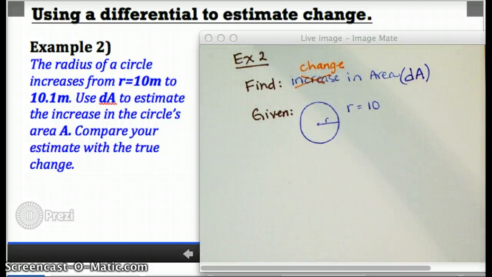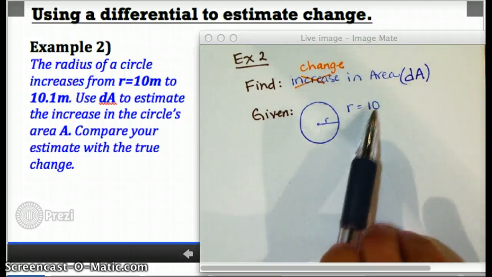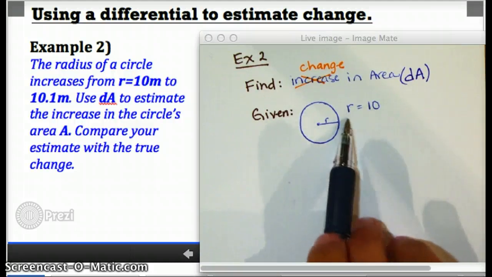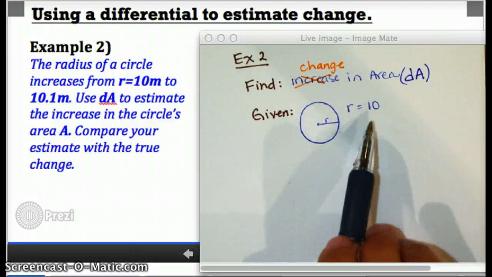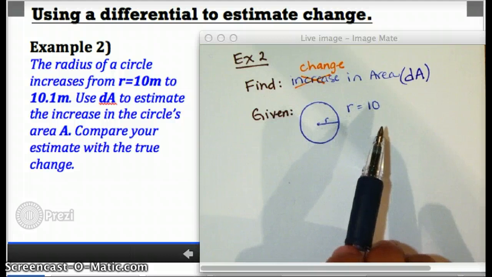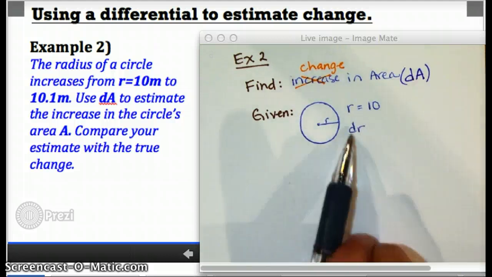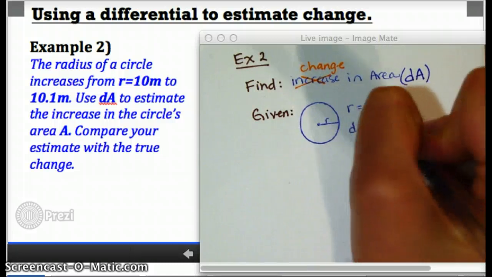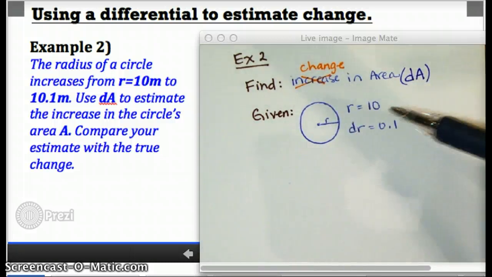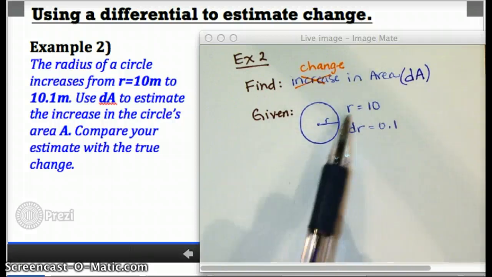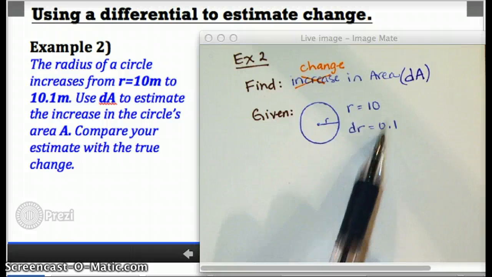What are we given? Right, we're given that the initial radius is 10 meters, and then I could write that it changes to 10.1, but there's a better way to represent that. If the radius is changing, what variable would I use to represent the change in the radius? Right, you might be picking up on the pattern here. dr is the change in the radius. And in this case, dr is 0.1, because to go from 10 meters to 10.1, the radius had to change by 0.1. So I know an r value and a dr value, and I'm looking for a dA.